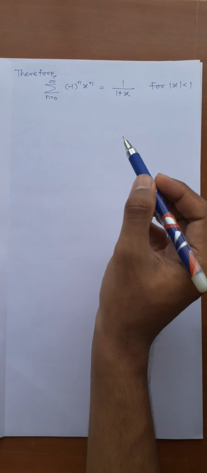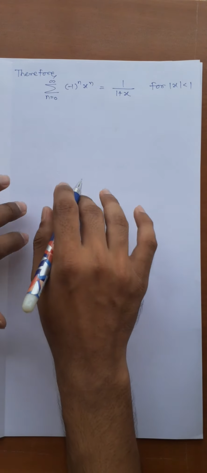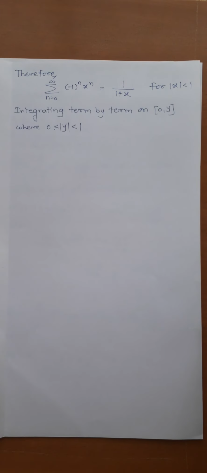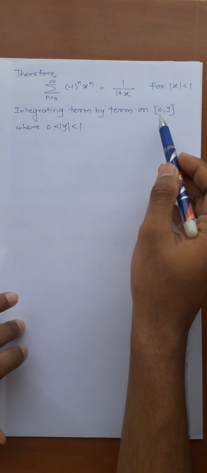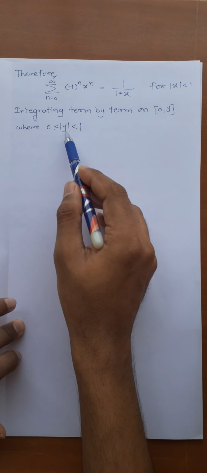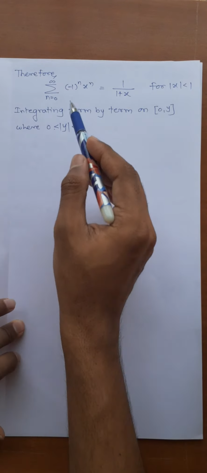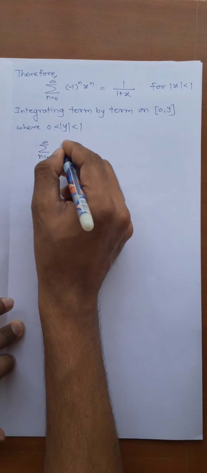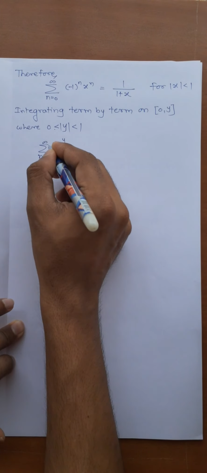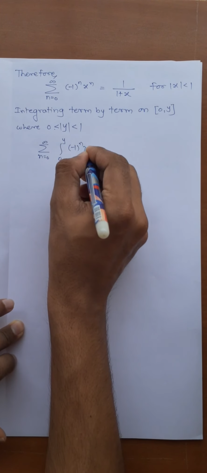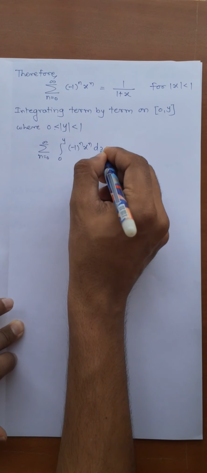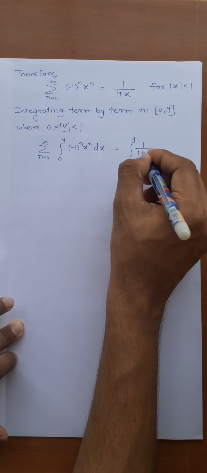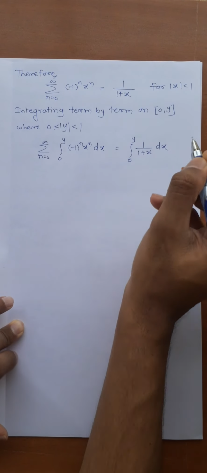So now what will I do? I will integrate both sides, integrating term by term on the interval 0 to y, where mod of y should be less than 1. Integrating term by term means we can take the integration inside the summation: integral from 0 to y of (-1)^n x^n dx, and on the other side integral from 0 to y of 1/(1+x) dx.